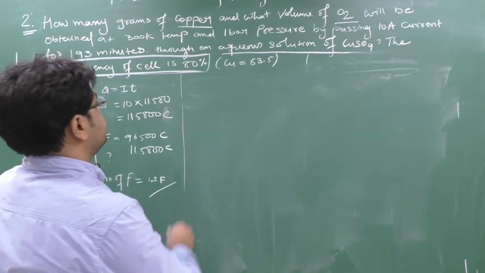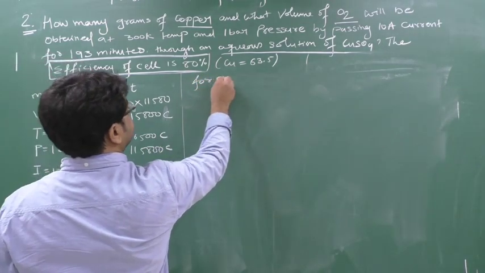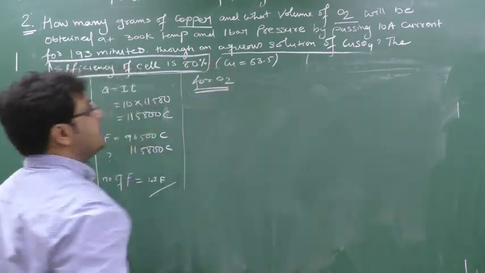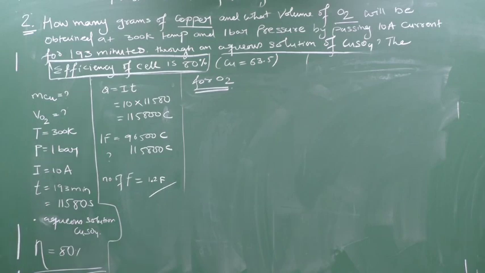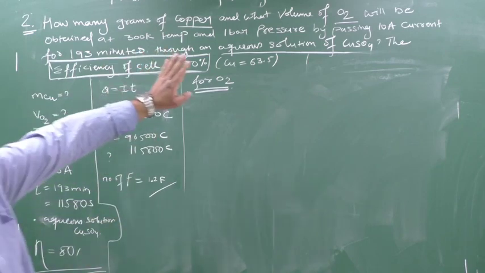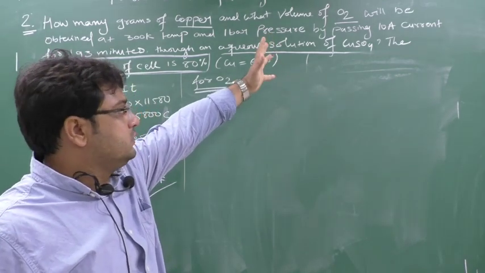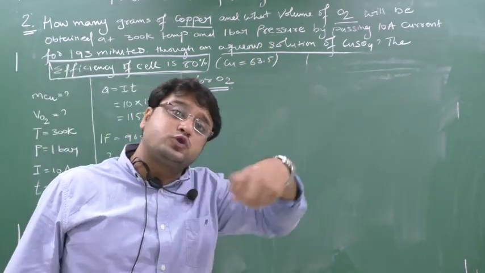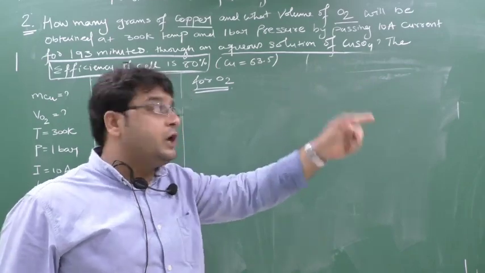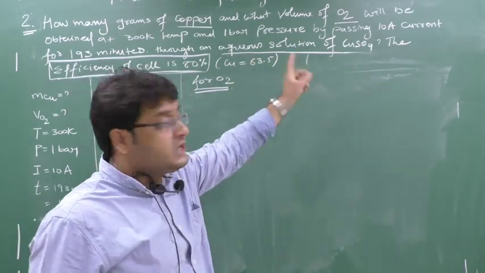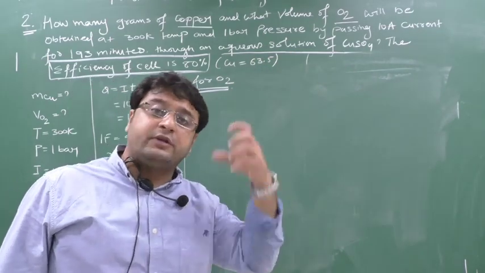Next, for oxygen. Now see here students, I told you, no? Here is an aqueous solution of CuSO4. So at the cathode copper has gone. Now at the anode you are thinking SO4 2 minus will go. No. At the anode, since this is an aqueous solution, instead of SO4 2 minus water will go here.